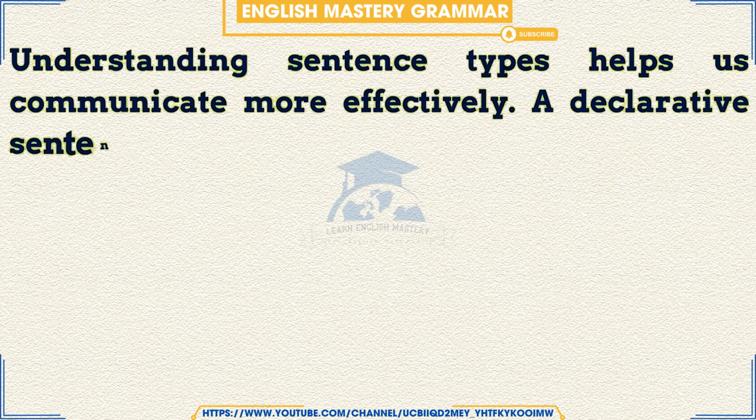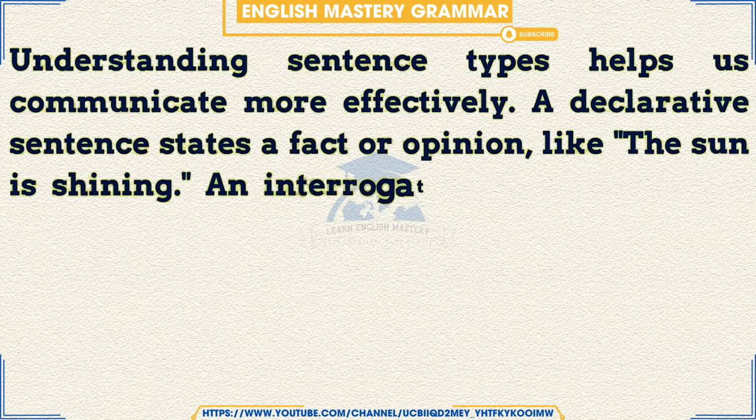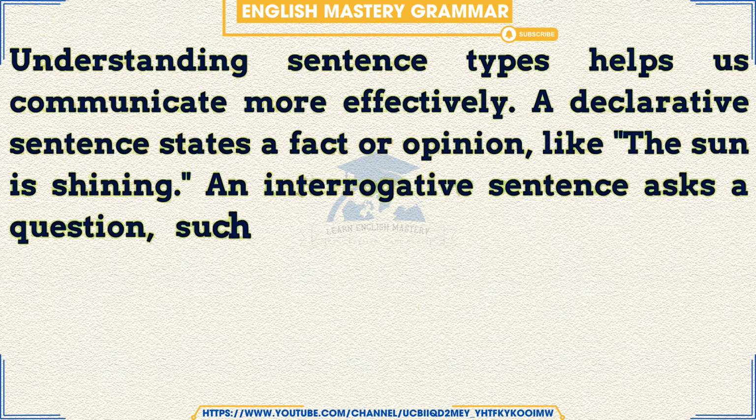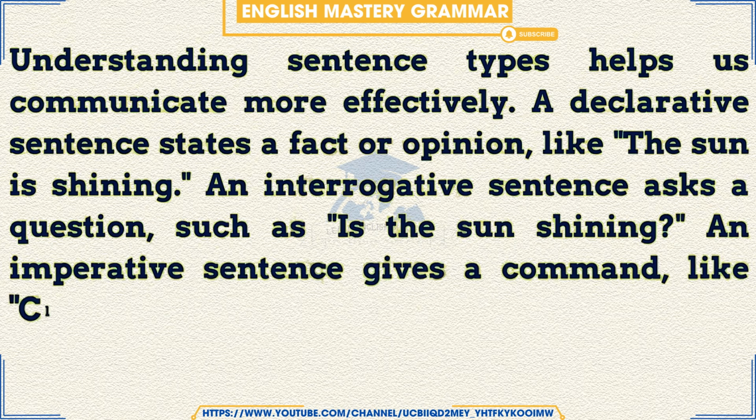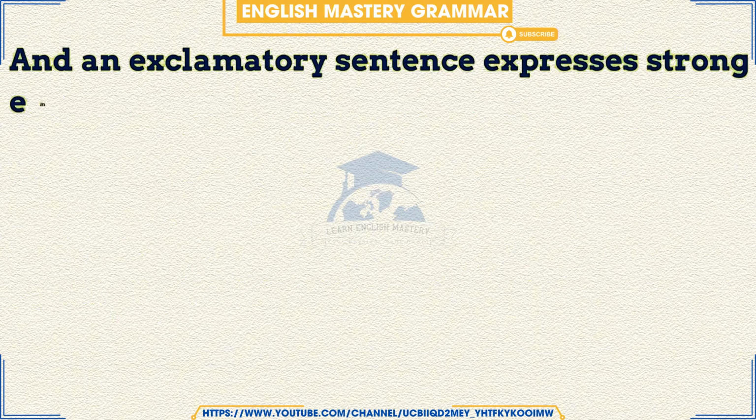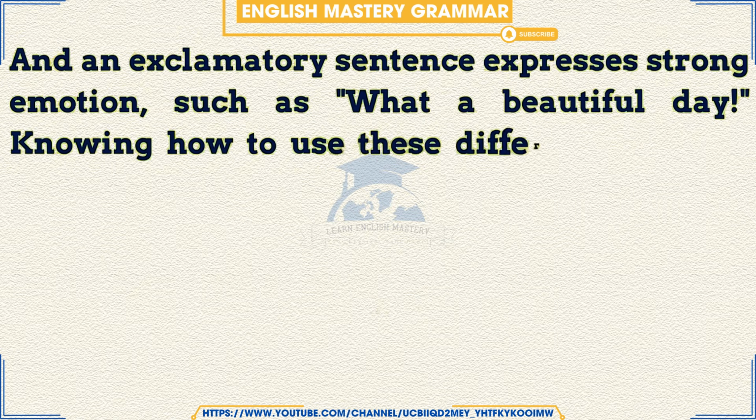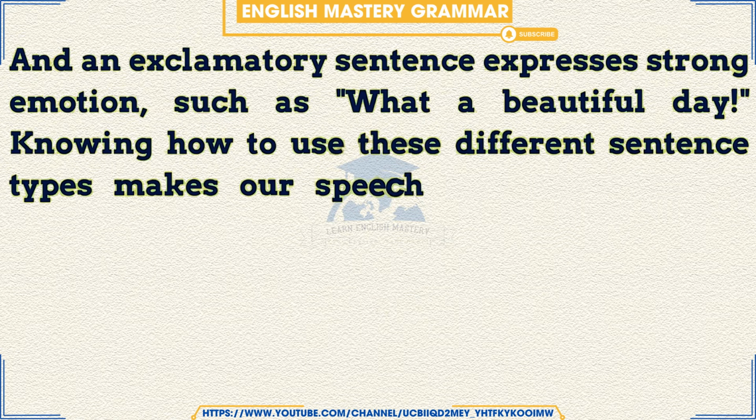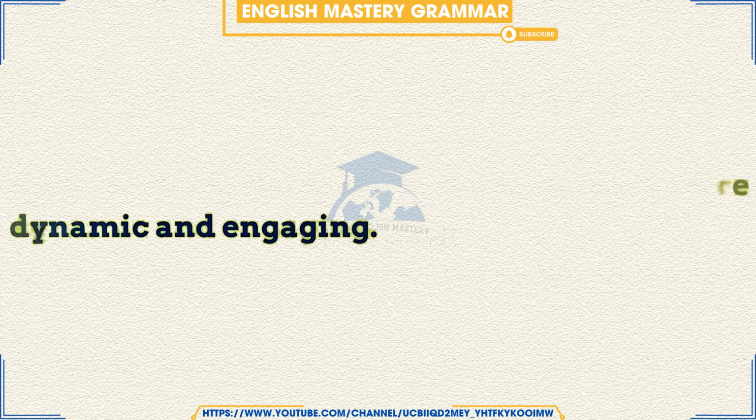A declarative sentence states a fact or opinion, like, "The sun is shining." An interrogative sentence asks a question such as, "Is the sun shining?" An imperative sentence gives a command, like, "Close the door." And an exclamatory sentence expresses strong emotion, such as, "What a beautiful day!" Knowing how to use these different sentence types makes our speech and writing more dynamic and engaging.